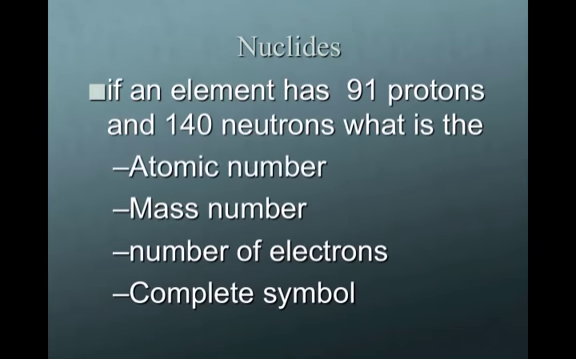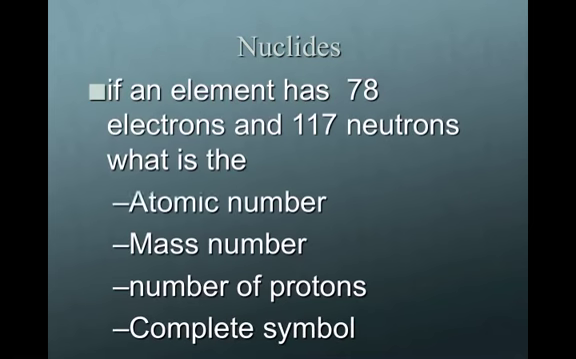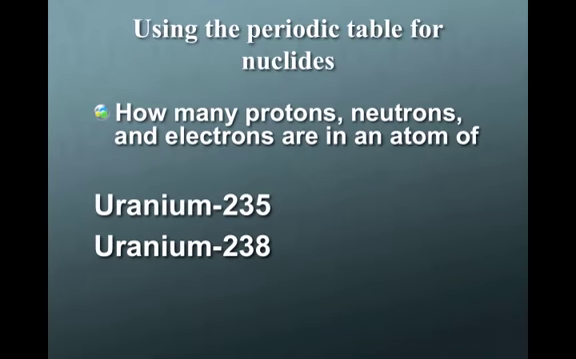This is another example. If an element has 91 protons and 140 neutrons, what is the, and it gives you the things to work out. Typically we go over these in class. Hopefully I don't have to go over these. And if you're using hyphen notation, it's very simple to go back from.